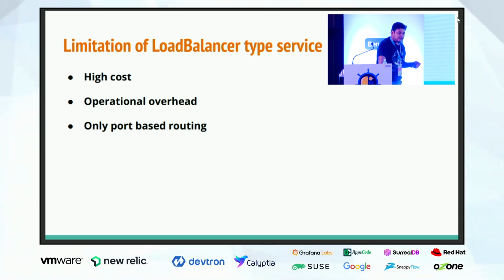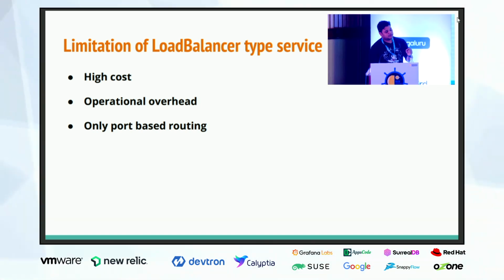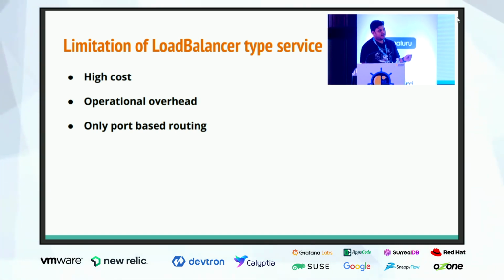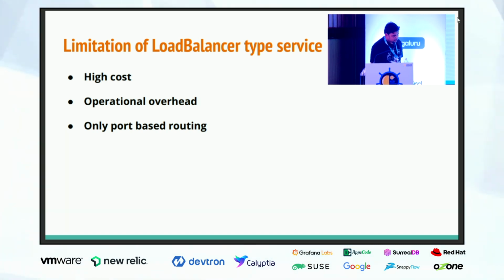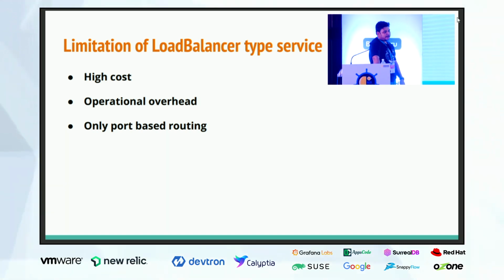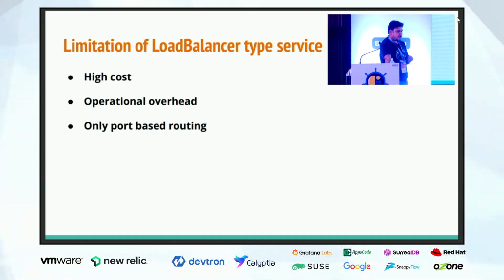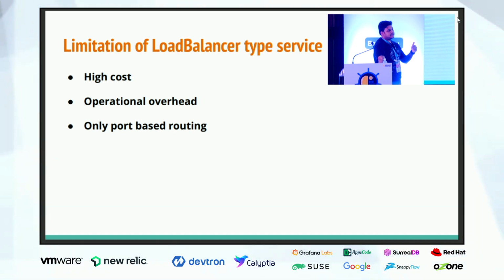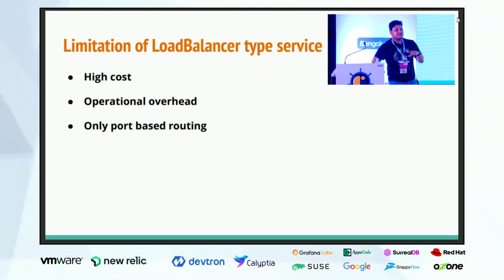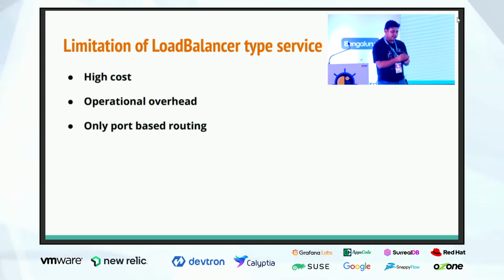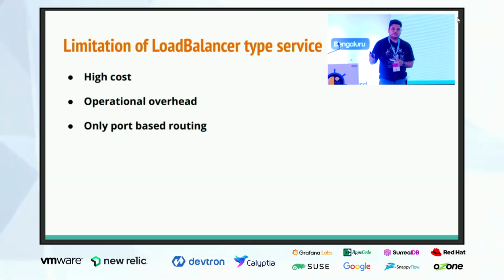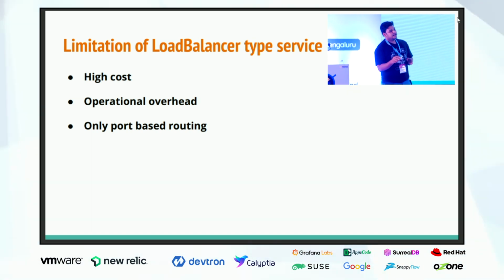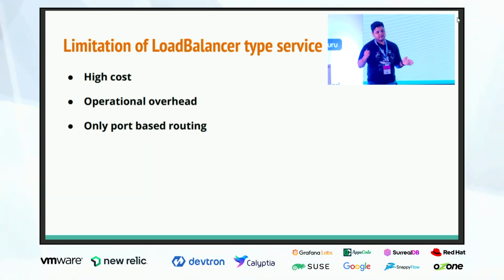Another major limitation, and this is not limited to service of type load balancer, but applies to Kubernetes services in general: Kubernetes services operate on layer 4 of the OSI model, which is the transport layer. So as long as our requirement is limited to that, our client will make a request to our load balancer on a certain port, and that load balancer will forward the traffic to our application on a certain port and move the traffic back and forth between the client and our application.